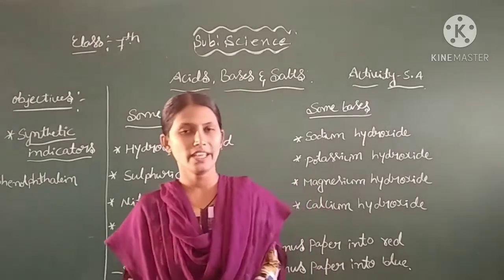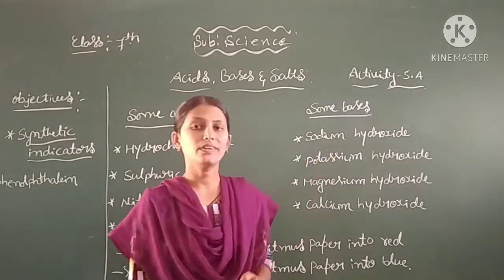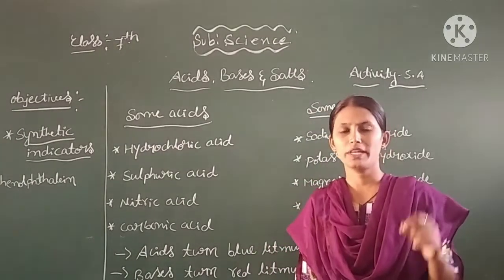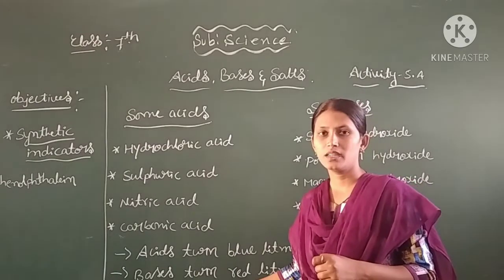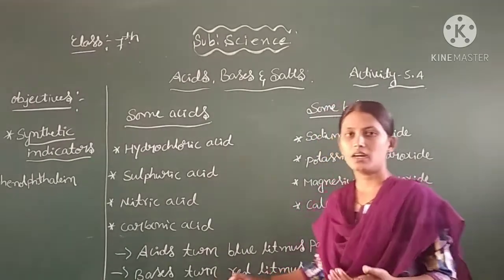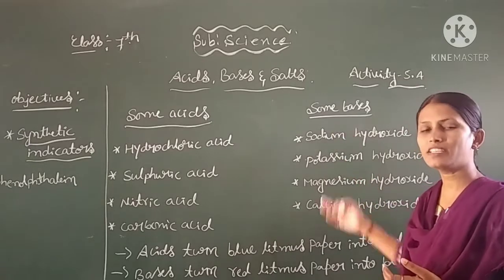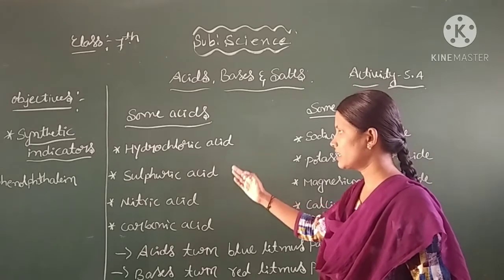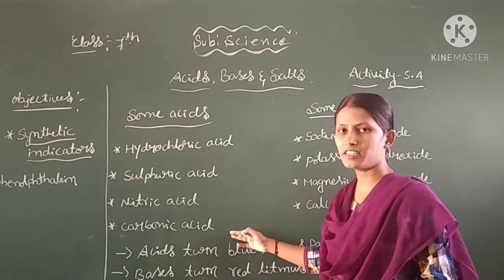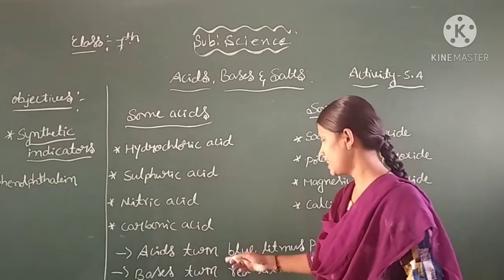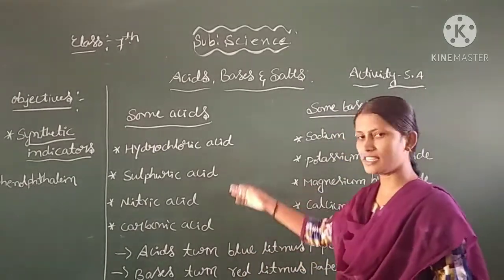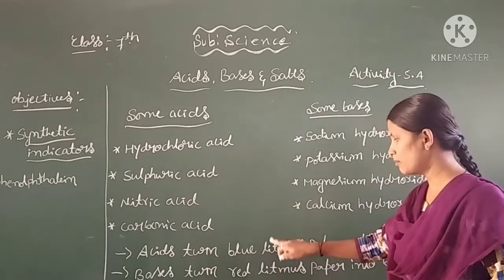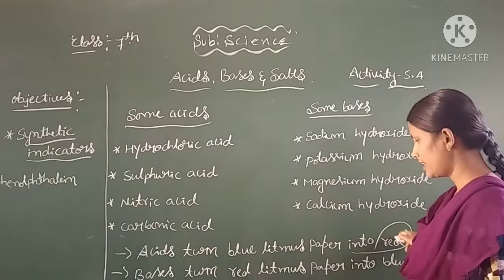Now we will go on to the next activity, that is activity 5.4. Now you have to test the litmus paper. When you dip it in some acids, what color does it change to, and when it is dipped in a basic solution, which color does it change to? Here are some of the acids: hydrochloric acid, sulfuric acid, nitric acid, carbonic acid, etc. When you dip blue litmus paper in these acids, it turns red. Acids turn blue litmus paper red.